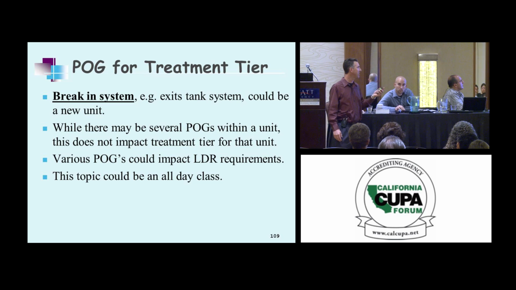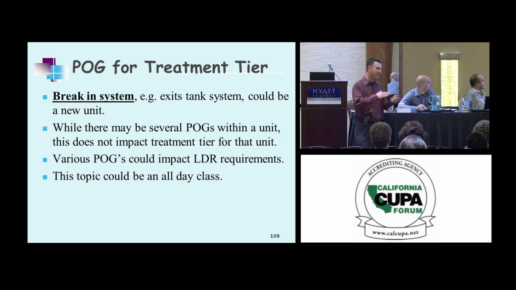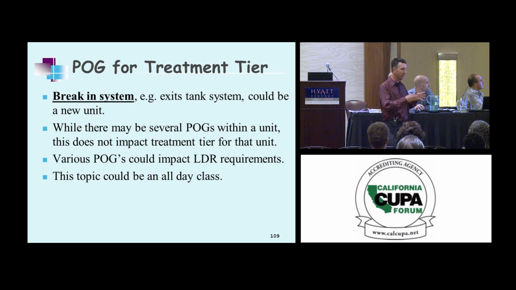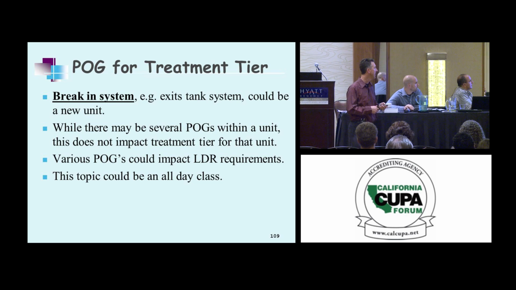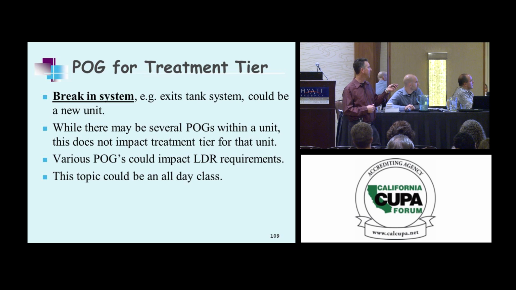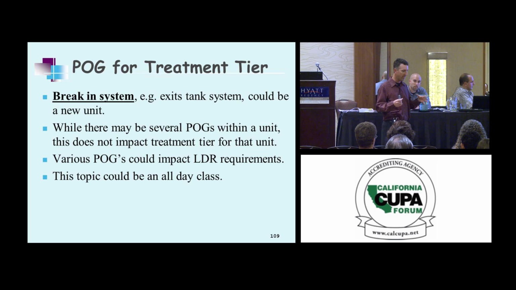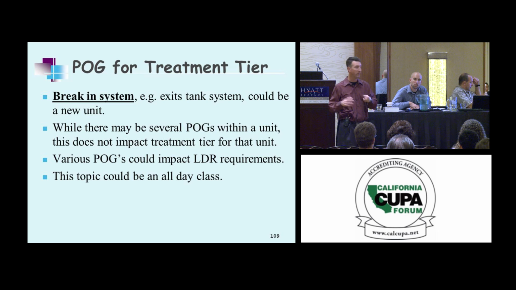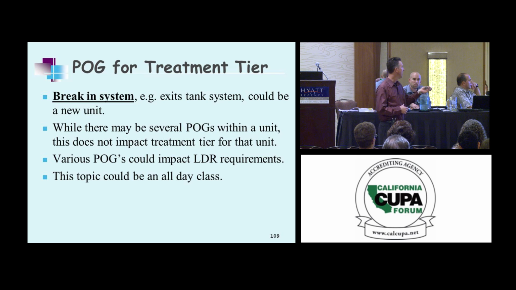For the treatment tier, we talk a lot about this in the tag. Breaks in the system. What is all part of one system? When do you look at new points of generation for treatment tier determination? Pretty much all we can come up with is, while there might be several points of generation within a treatment unit, if you have an enclosed treatment process, we're looking at what goes in. That's where you're making your treatment tier determination. If you have a break in that process, you now have a separate unit, which might be subject to a separate treatment tier. And again, POGs could impact your LDRs, and LDRs is an all-day class.